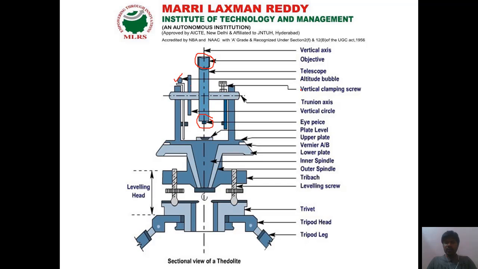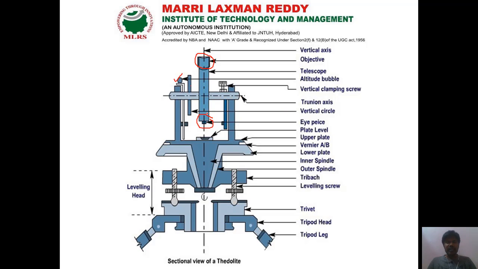Okay, then next one is the vertical clamping screw. If I tighten the vertical clamping screw, the telescope won't move from its original position. So for this purpose we use the vertical clamping screw. Then the trunnion axis: the axis which passes through the telescope, perpendicular to its vertical axis, is called the trunnion axis.